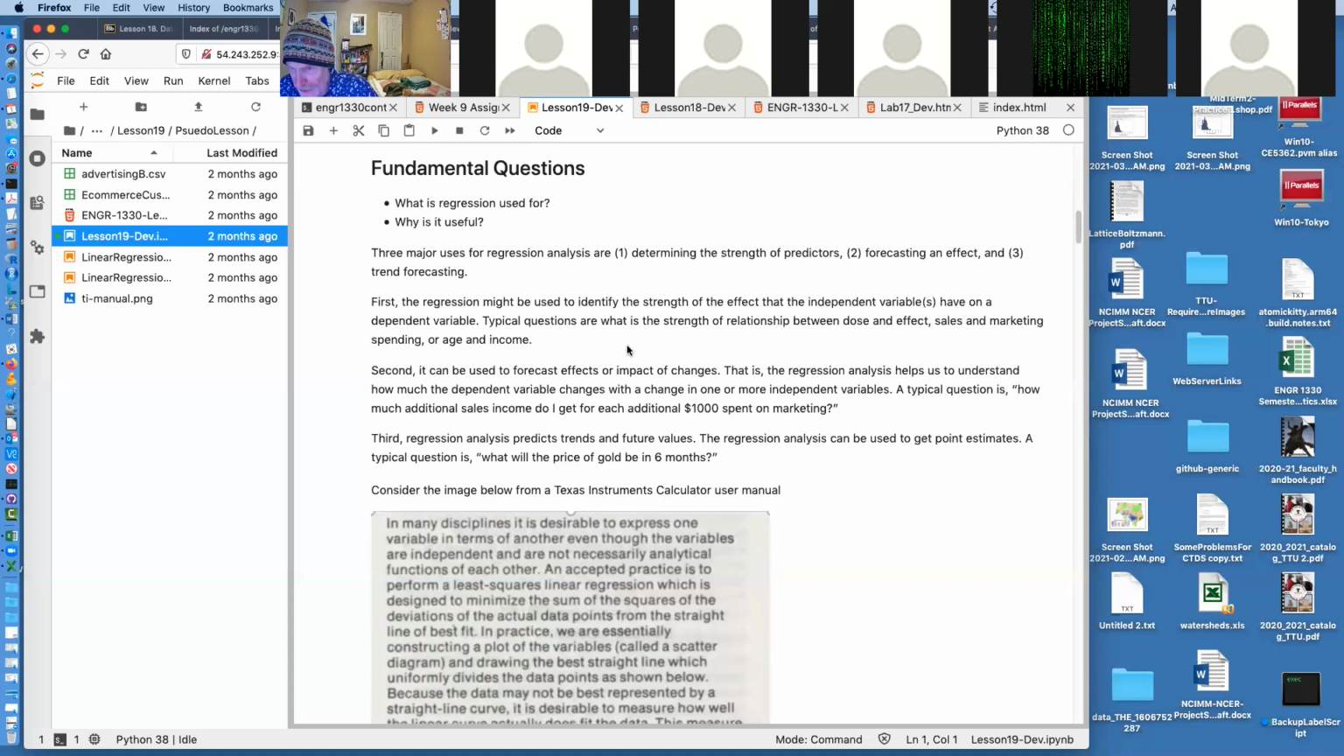And in trend forecasting, we are less interested in the actual value of a prediction than we are in what the net change is. So if we double a predictor variable, do we expect the behavior of the prediction to double or triple or what have you? So in the first case, the regression can be used to identify the strength of an effect the independent variable has on a dependent variable.